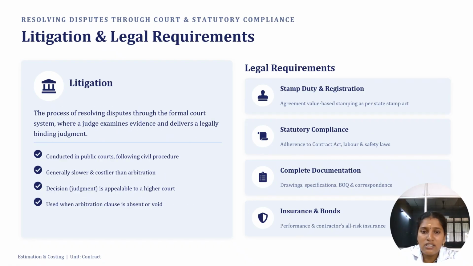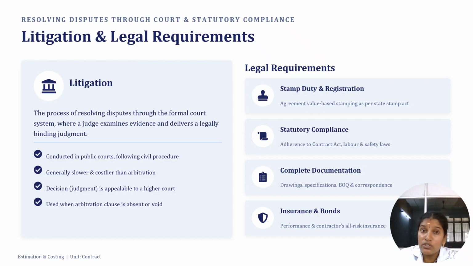Arbitration and litigation are similar processes, but when it is applied outside the court it is called arbitration. Litigation is the process of resolving a dispute through the formal court system. The judge examines the evidence and delivers the final judgment. It can be appealed to the higher authority, the higher court. The legal requirements for litigation are stamp duty, registration, statutory complaints, complete documentation, insurance and bond. These are the main legal requirements for litigation, right?